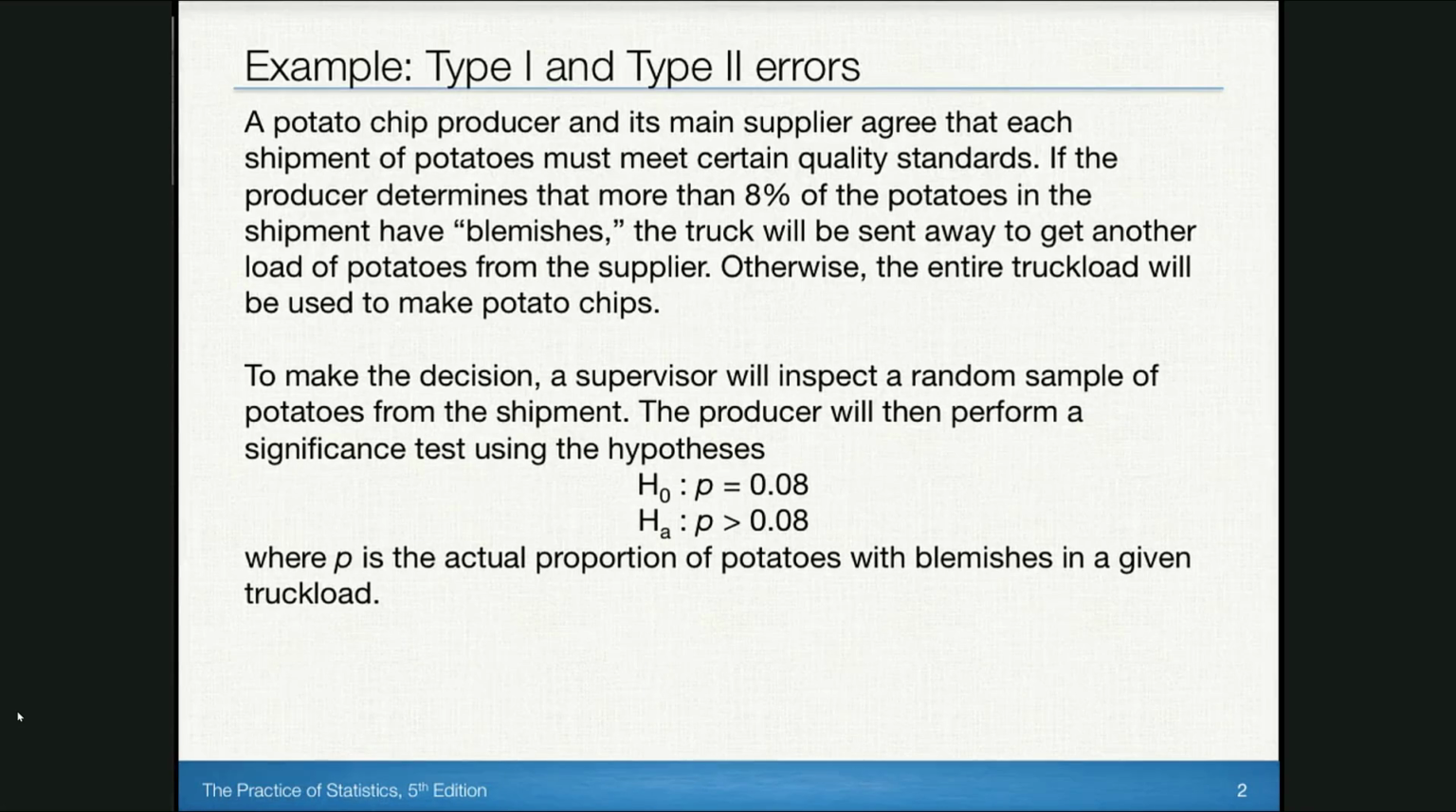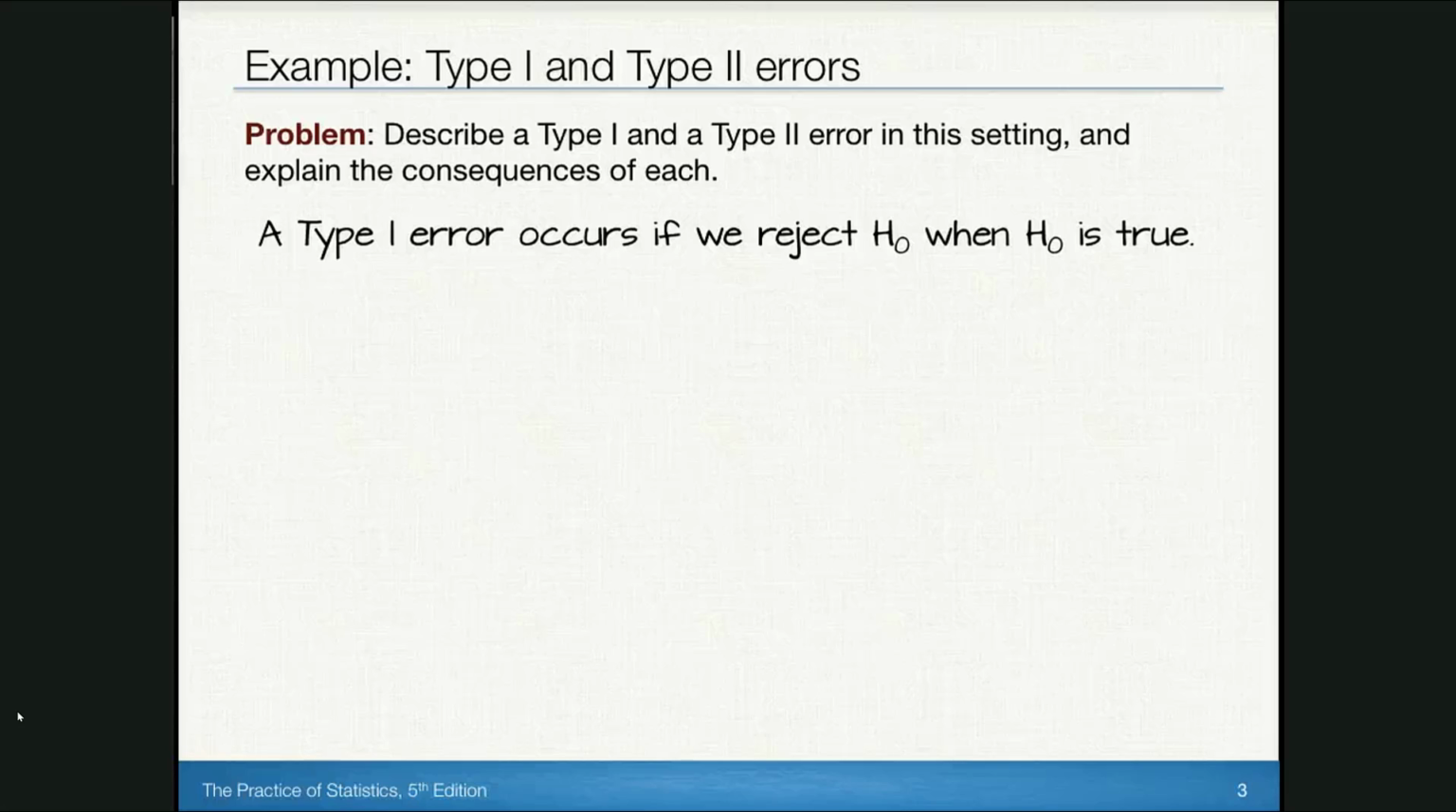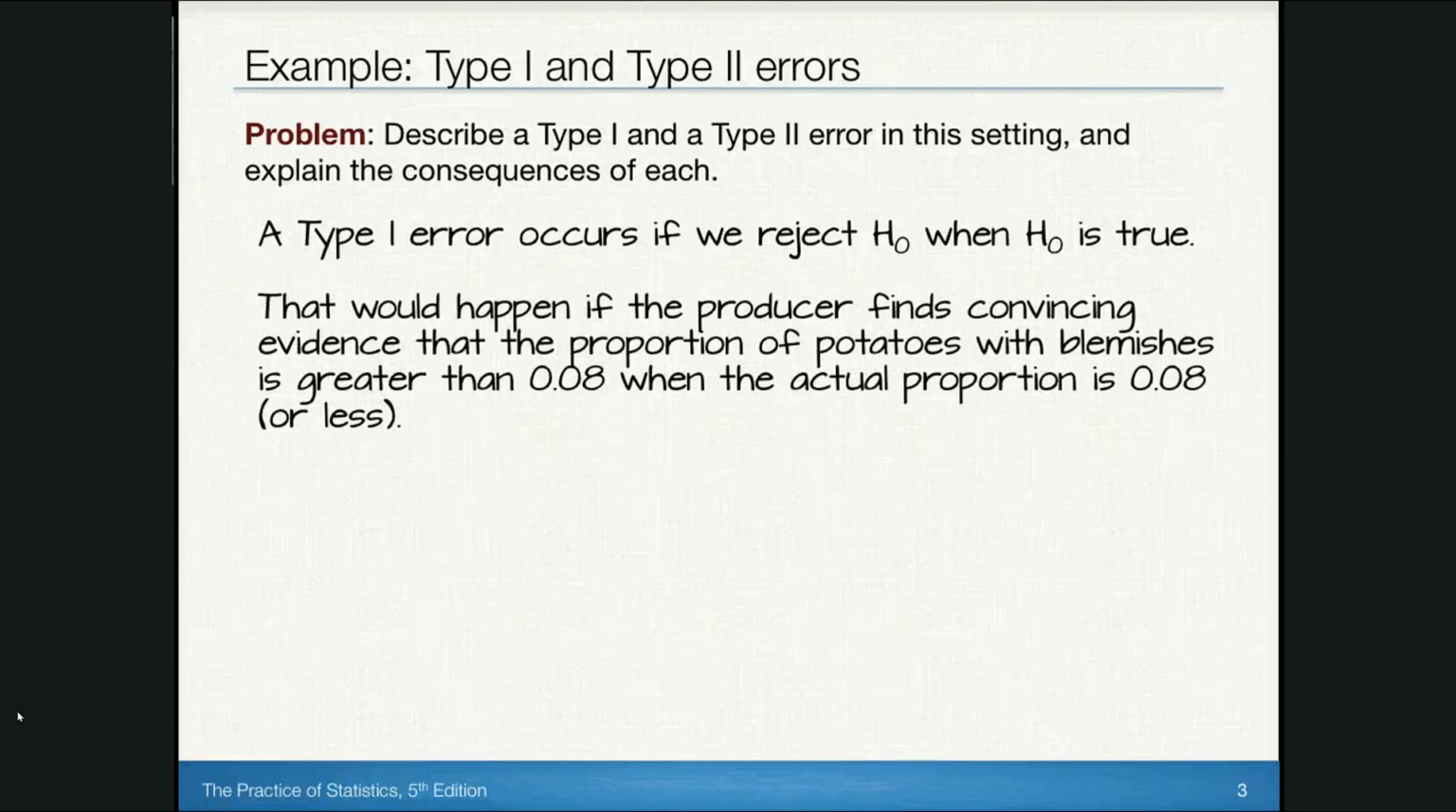To make the decision, a supervisor will inspect a random sample of potatoes from the shipment. The producer will then perform a significance test using the hypotheses, the null hypothesis that P equals 0.08 against the alternative hypothesis that P is greater than 0.08, where P is the actual proportion of potatoes with blemishes in a given truckload. For this problem, let's describe a type 1 and type 2 error in the setting and explain the consequences of each. Well, recall that a type 1 error occurs if we reject the null hypothesis when that null really is true. That would happen if the producer finds convincing evidence that the proportion of potatoes with blemishes is greater than 0.08, when in reality the actual proportion is 0.08 or even a bit less.